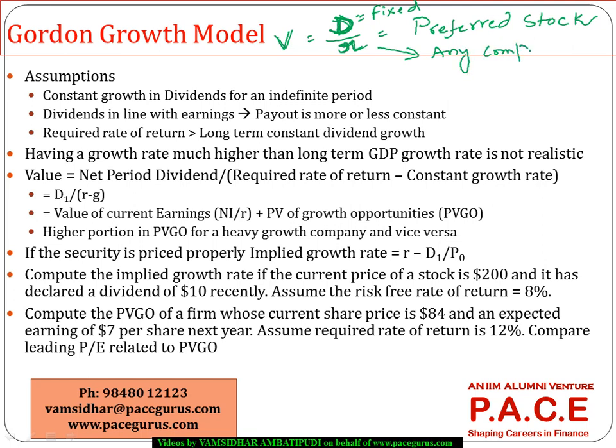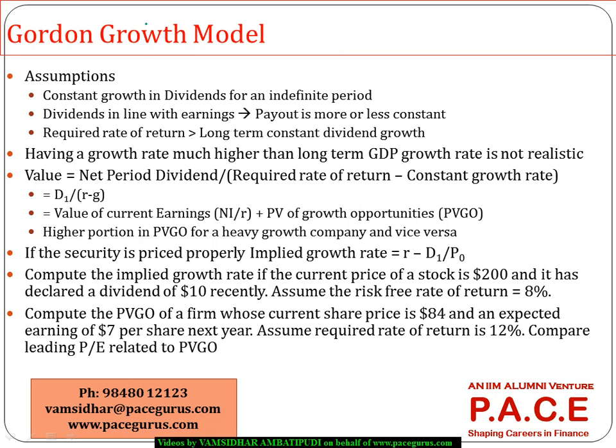Or any company where growth opportunities do not exist, because if the company doesn't grow, the earnings don't grow, and if earnings don't grow, the dividend doesn't grow. So for any company which does not have appropriate growth opportunities, or when we are talking about preference stock, in both these cases the dividend is more or less constant. So we use dividend by R, the required rate of return, as the value of that particular security. So this is one kind of model.